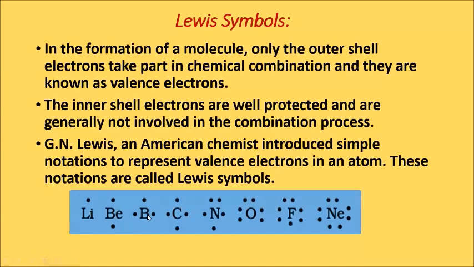Same way for boron, atomic number 5, so 2, 3. There are 3 electrons in the outermost shell, so boron has 3 valence electrons. These 3 electrons should be marked as 3 dots.